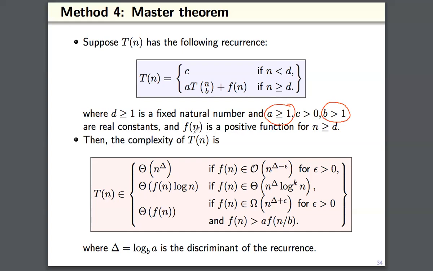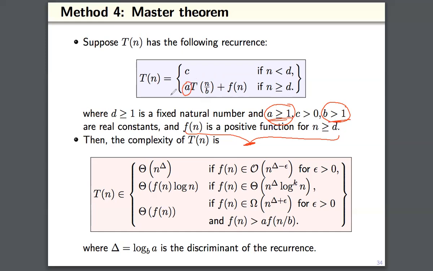That's a real constant. And f of n is a positive function for n greater than or equal to d. And we analyze these positive functions in the first class itself, right? We are assuming positive functions. We are never assuming negative functions. Okay, let's focus on A and B.